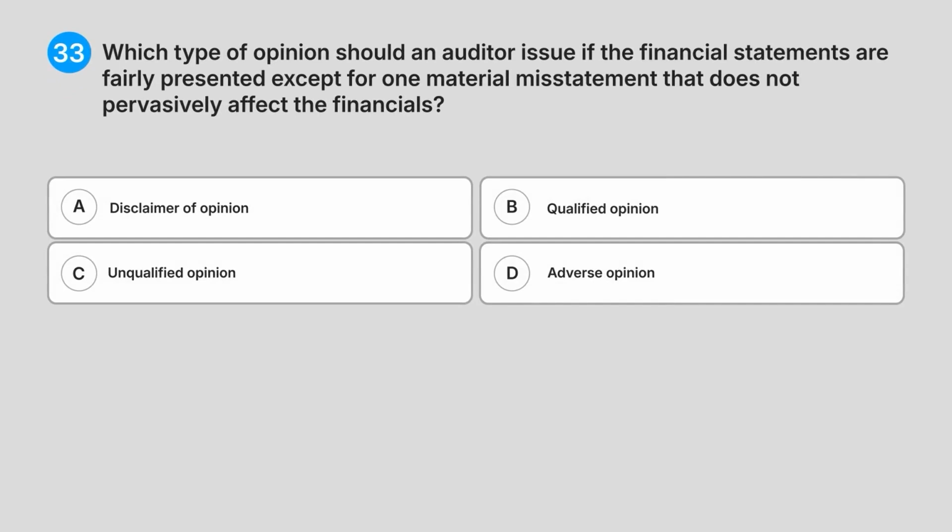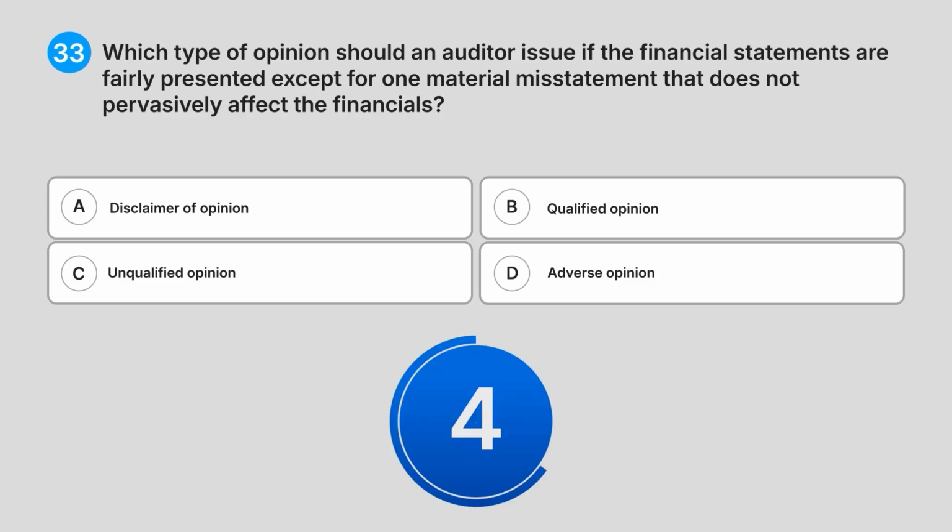33. Which type of opinion should an auditor issue if the financial statements are fairly presented, except for one material misstatement that does not pervasively affect the financials? A. Disclaimer of opinion. B. Qualified opinion. C. Unqualified opinion. D. Adverse opinion. What do you think is the answer?